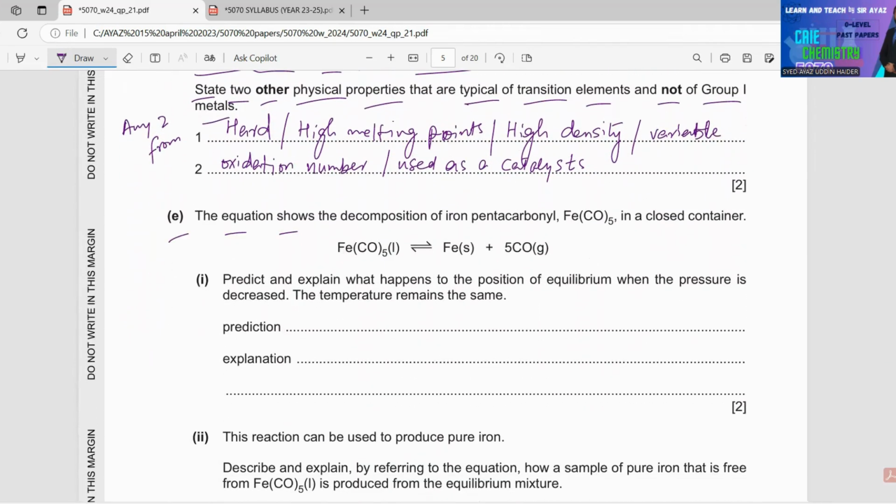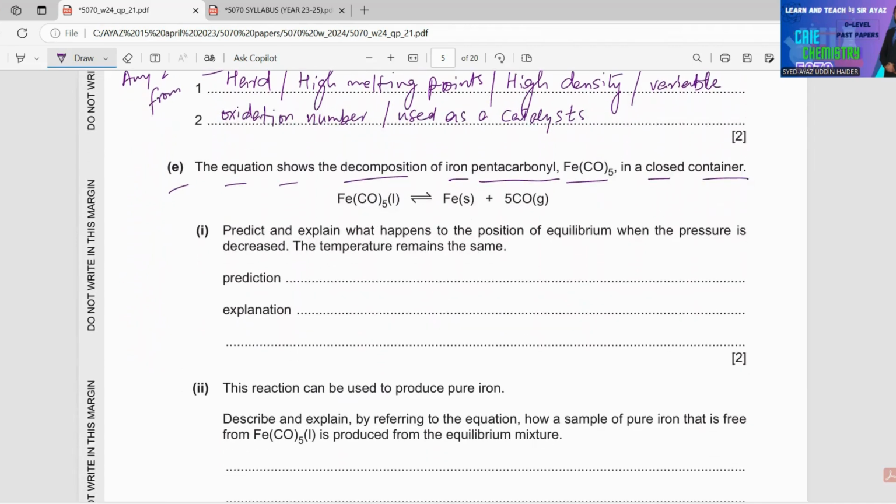Part E, the equation shows the decomposition of iron pentacarbonyl, Fe(CO)5, in a closed container. There is the reaction Fe(CO)5(l) reversible sign Fe(s) plus 5CO(g). Number 1, predict and explain what happens to the position of equilibrium when the pressure is decreased. The temperature remains the same. Remember, this is a reversible reaction. It reaches a dynamic equilibrium state in a closed container, because they are saying in a closed container. So it has definitely reached a dynamic equilibrium state.